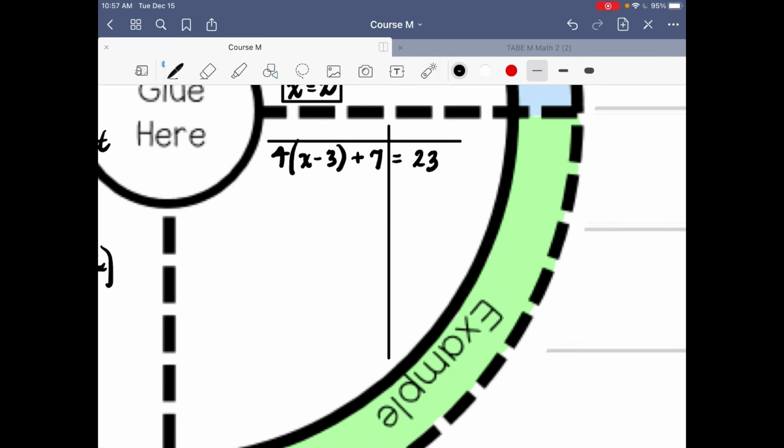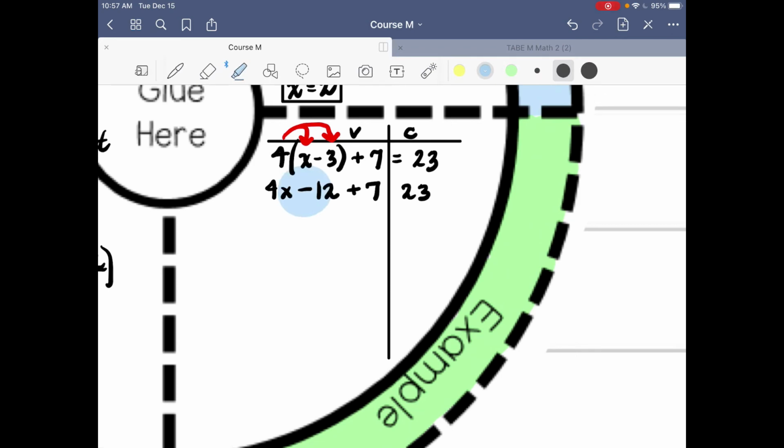So I'm going to say 4 times x is 4x. 4 times negative 3 is negative 12. Add 7 equals 23. So I just multiplied right here. Let me draw that in for you. 4 times x, that's 4x. Then 4 times negative 3 is negative 12. And that gets rid of my parentheses for me. And then you decide that this is the variable side and this is the constant side.